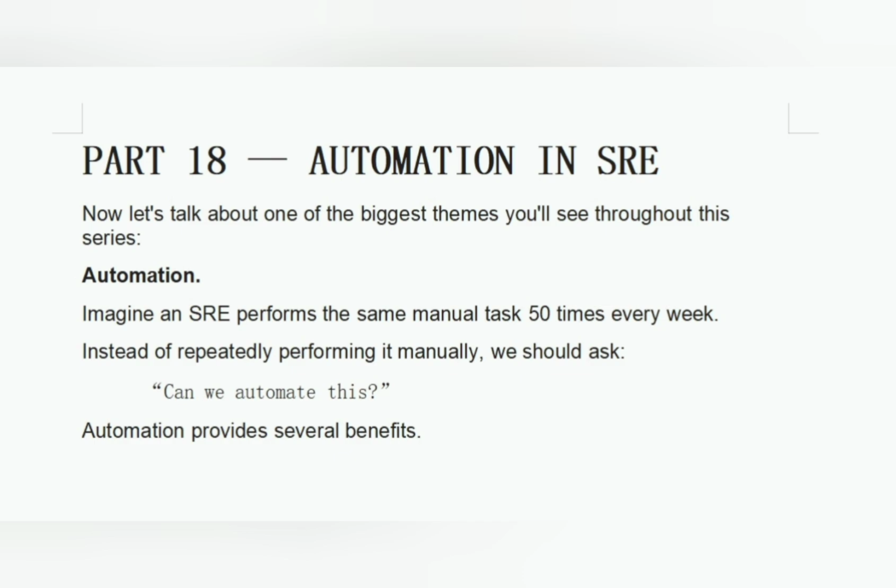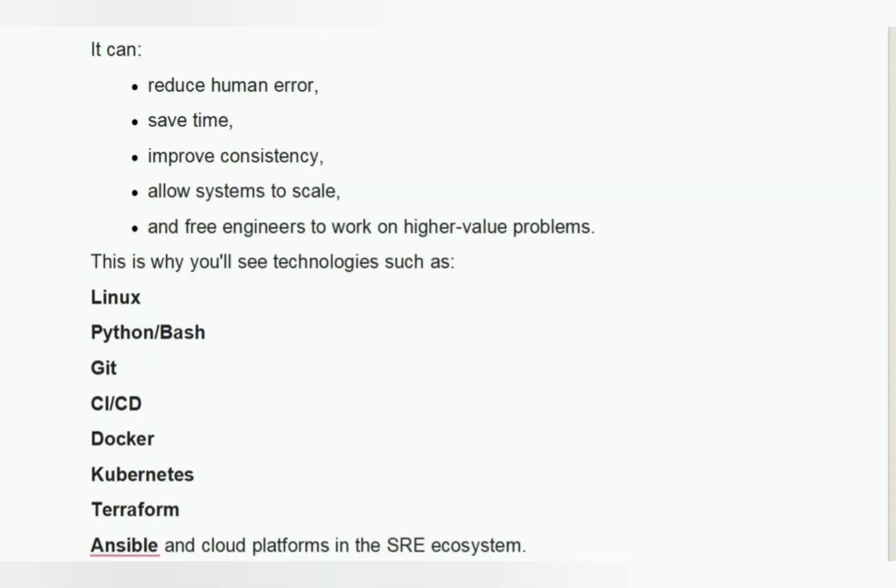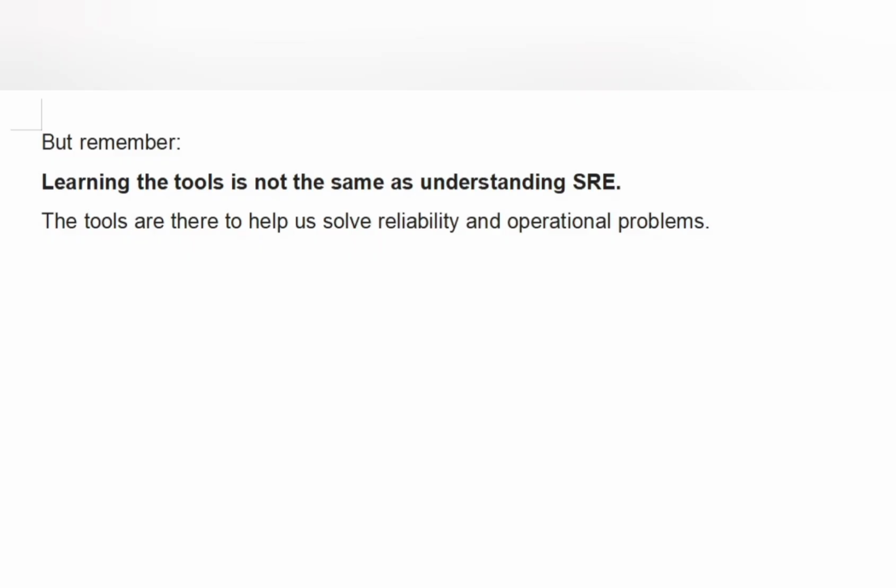Automation provides several benefits: it reduces human error, saves time, improves consistency, allows systems to scale, and frees engineers to work on high value problems. This is why you will see technologies such as Linux, Python, Bash, Git, CI/CD, Docker, Kubernetes, Terraform, Ansible, and cloud platforms in the SRE ecosystem. But remember, learning the tools is not the same as understanding SRE. The tools are there to help us solve reliability and operational problems.